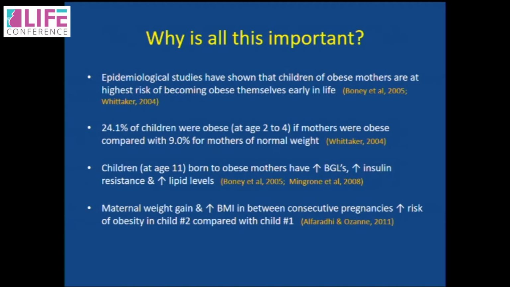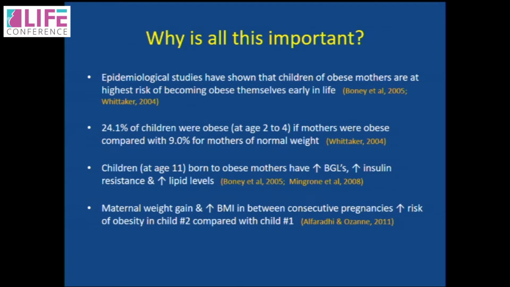The paper in 2004 by Whitaker showed that even at age 2 to 4, 24.1% of children were obese, and these are the children born to mothers who themselves were obese. The rate of obesity was much lower in children born to mothers of normal weight. It was only 9%. A couple of these papers have also shown that when they measured the metabolic parameters of children at age 11, again, the ones born to obese mothers had significantly elevated glucose levels, insulin resistance, and lipid levels compared to those born to mothers of normal weight.